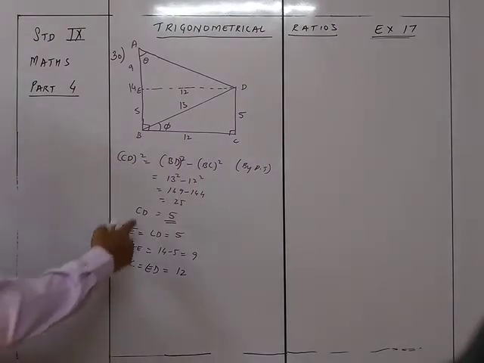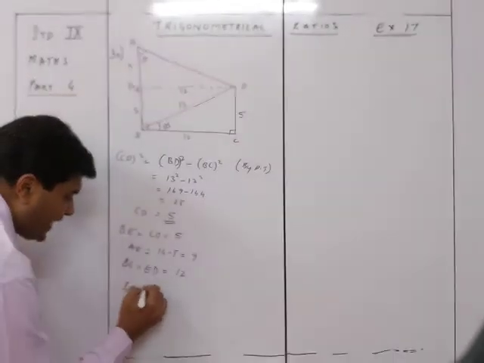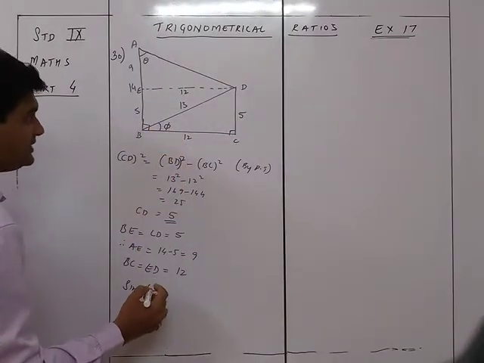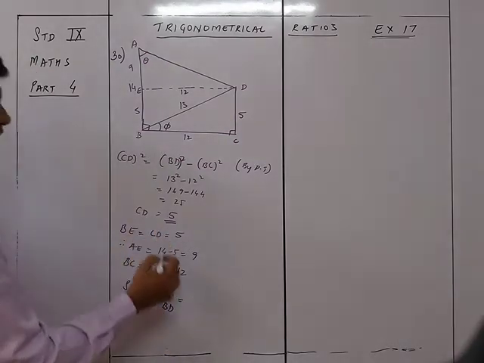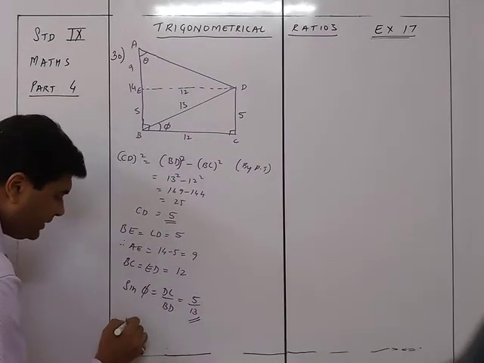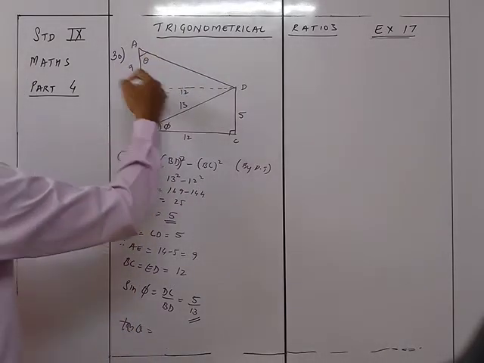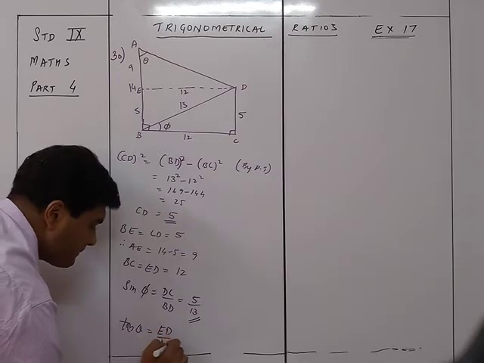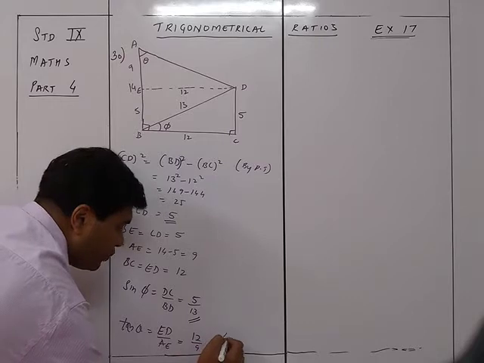So the first thing is sin phi. We need to find out sin phi. Sin phi is opposite upon hypotenuse, that is DC upon BD. DC we know is 5 and BD is 13. And tan theta is ED upon AE. ED is 12 upon 9, which is 4 upon 3.